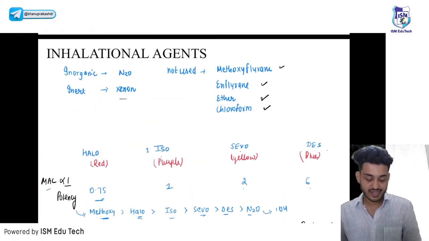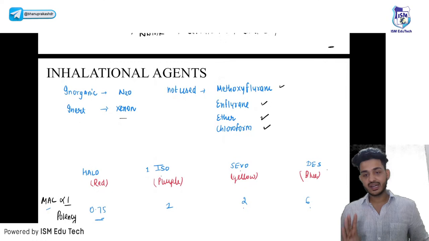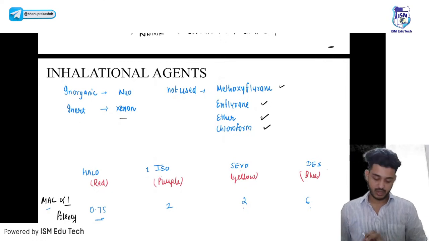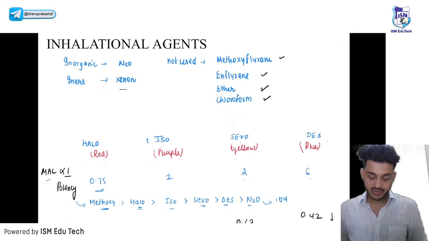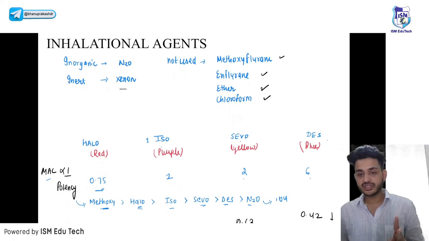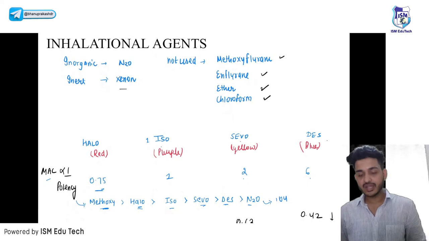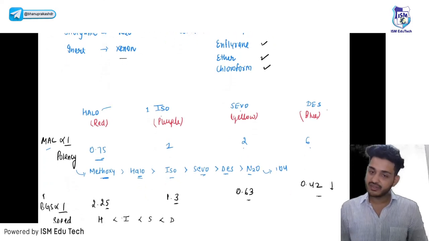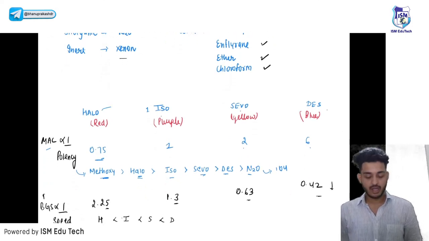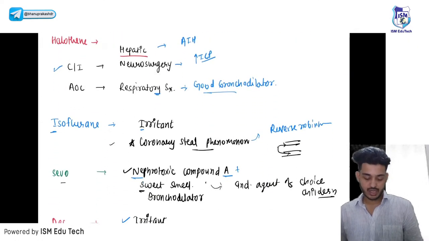What we have studied, the four inhalational agents, are the most important. First one is your halothane, second one is iso, third one is your sevo, and the last one is your desflurane. Okay, halothane will be red in color. We have seen the vaporizer colors: red, iso will be purple, sevo will be yellow, and the last one will be blue in color, right?